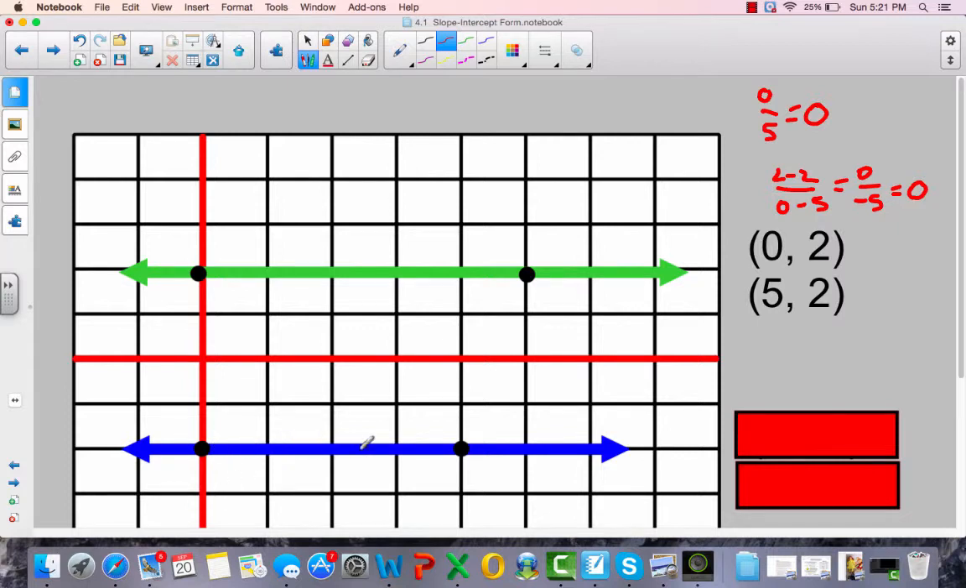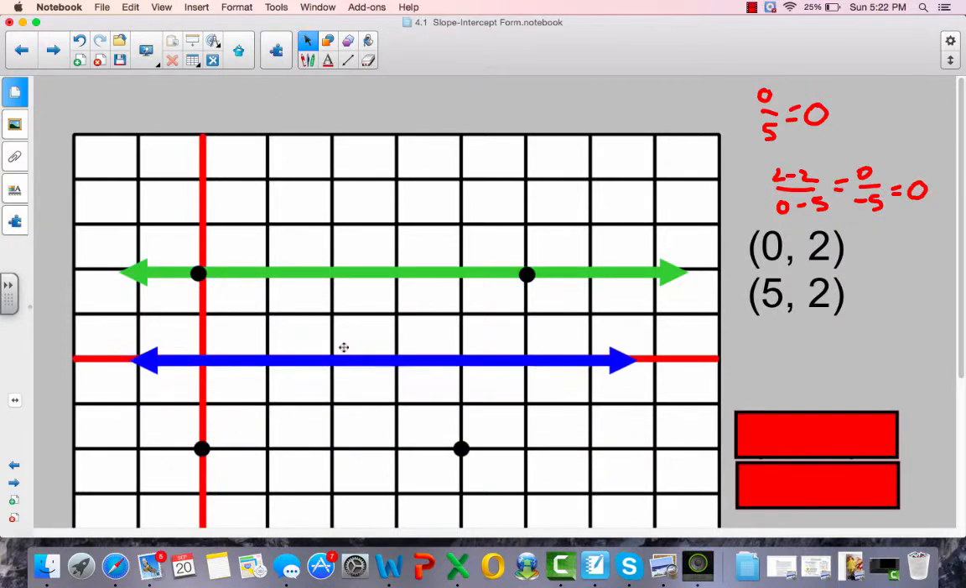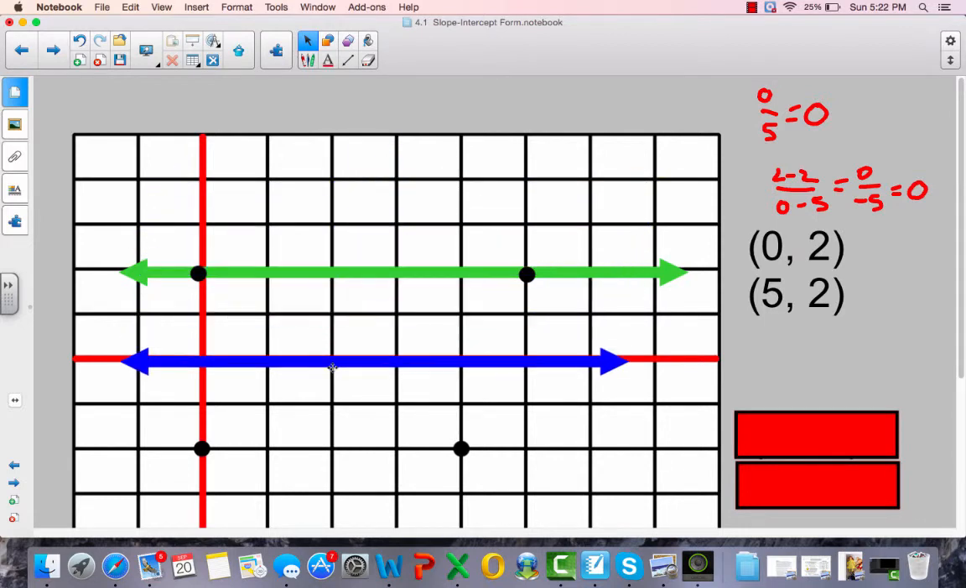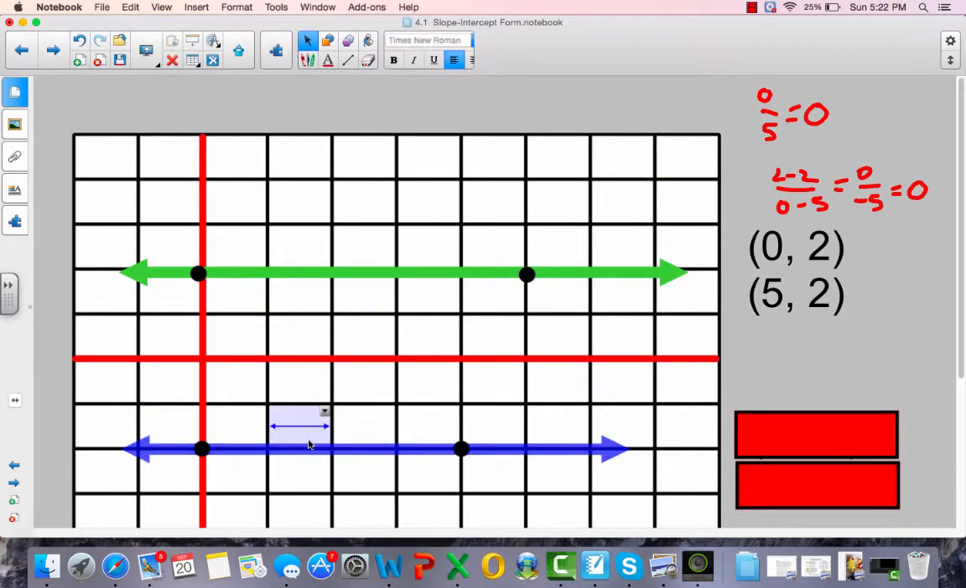Same thing for this one. It doesn't matter where it is. It can be here, it can be here, here, here. It doesn't matter where it is. The slope is going to be 0, okay? Well, even if it's right there, the slope is 0.